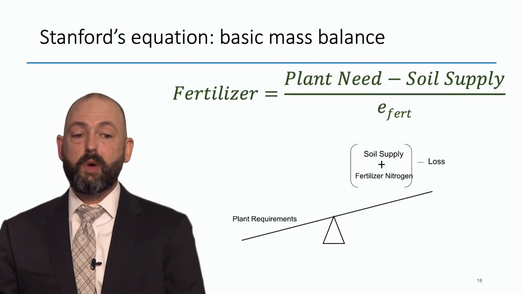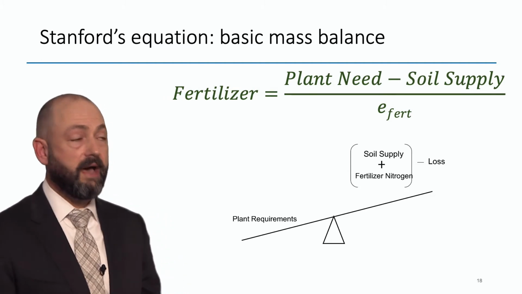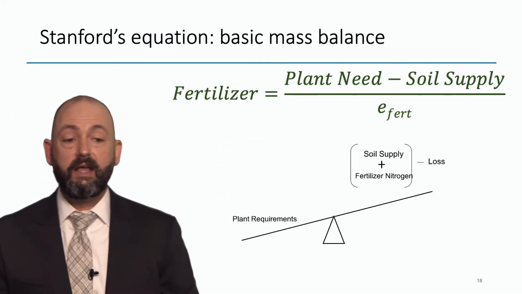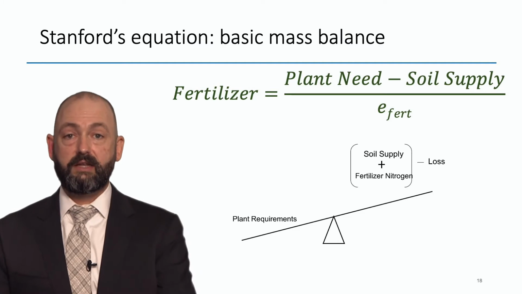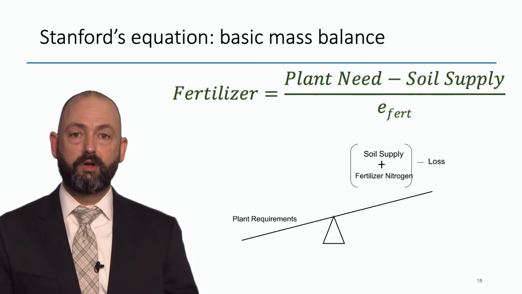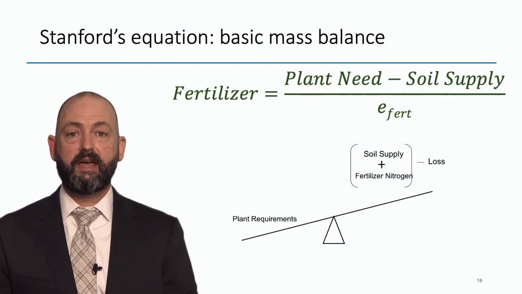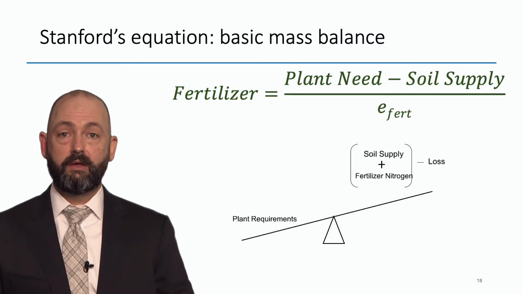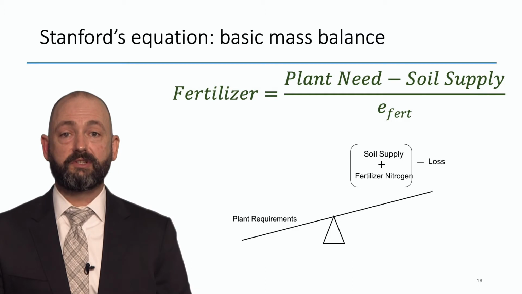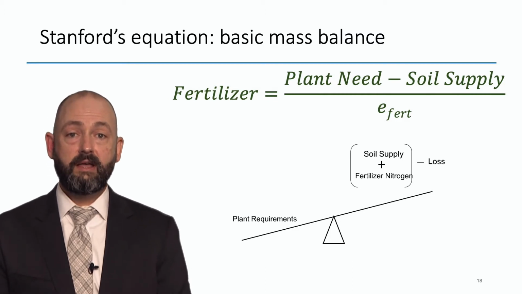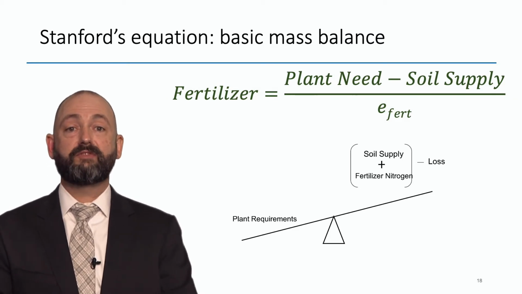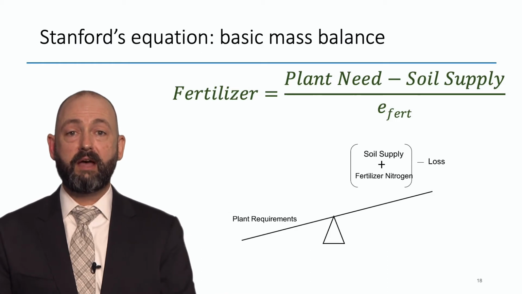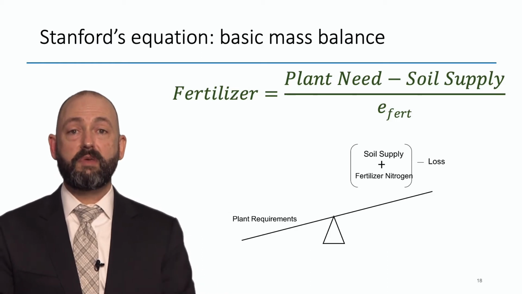But what Stanford's equation said in its most basic sense was that the amount of fertilizer nitrogen that we need is equal to the plant need, yield, minus soil supply, divided by the fertilizer efficiency. So the plant needs 200 pounds of nitrogen, I get 50 pounds from the soil. If I surface apply urea in warm weather, maybe that's 50%. So maybe I need 200 pounds for the crop. The soil is giving me 50 pounds.